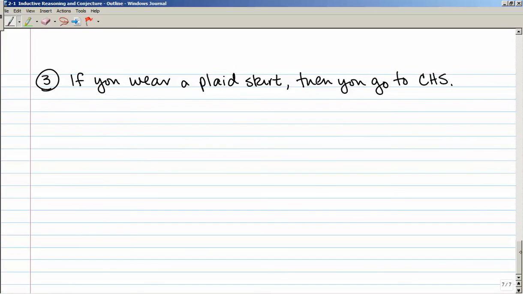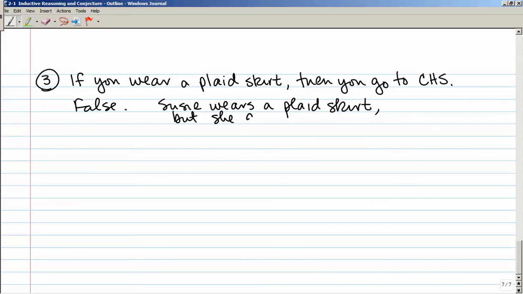In our last example here, if you wear a plaid skirt, then you go to Carondelet. Well, do all people that wear plaid skirts go to Carondelet? No, they don't. That's false. And a counterexample would be Susie wears a plaid skirt, but she goes to St. Francis. So that's a counterexample, because not everyone that wears a plaid skirt goes to Carondelet.